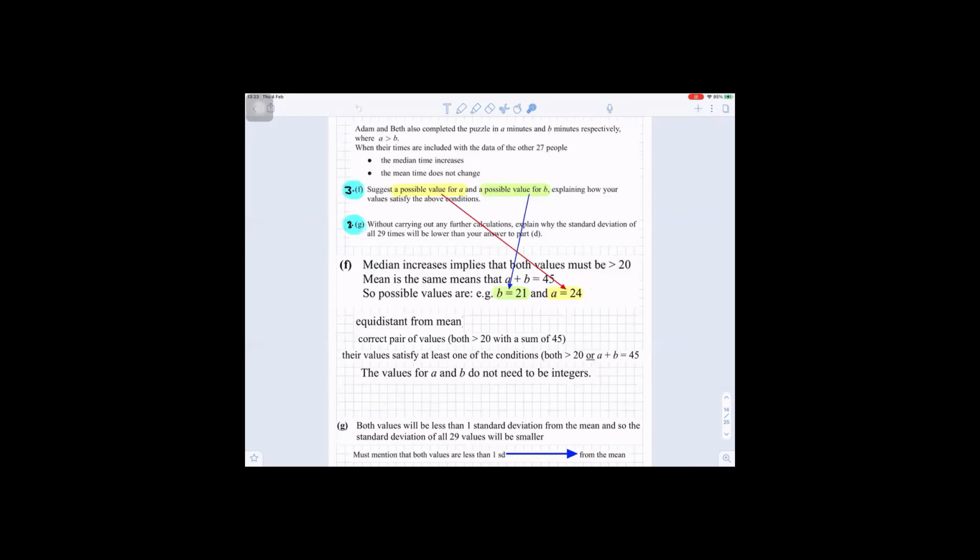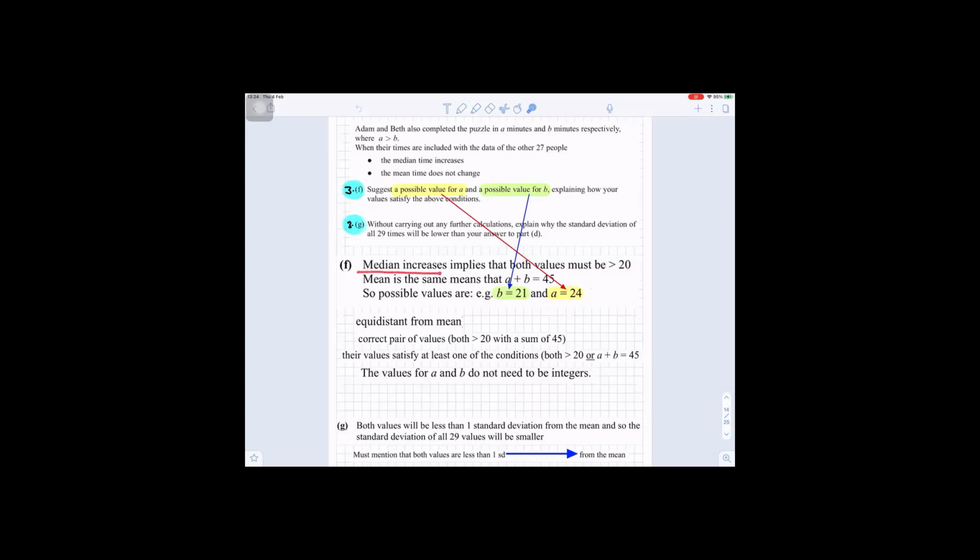Adam and Beth also completed the puzzle in A minutes and B minutes respectively, where A is greater than B. When their times are included with the data of the other 27 people, the median time increases and the mean time does not change. Suggest a possible value for A and a possible value for B, explaining how your values satisfy the above conditions.